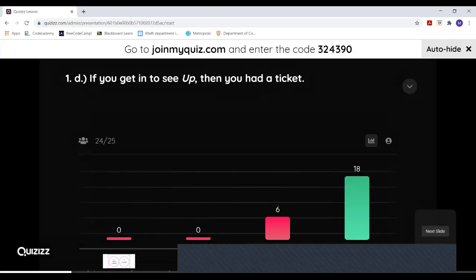So those are two different things, right? This is saying if I purchase a ticket, then I'm guaranteed to get in. This is saying if I got in, then we can guarantee you had a ticket. That's not necessarily the same thing. That could be someone that snuck in here, right?